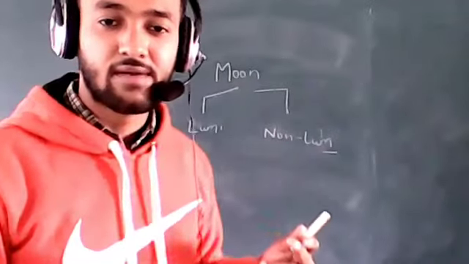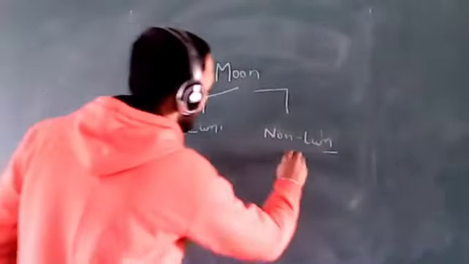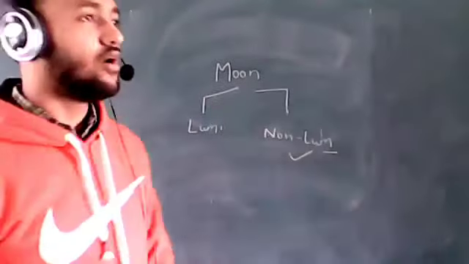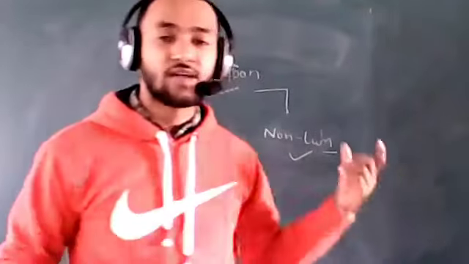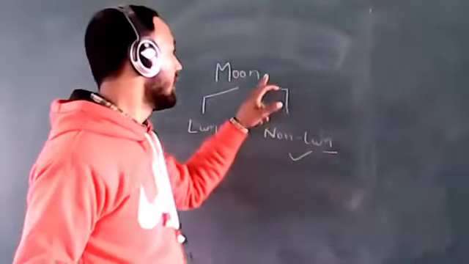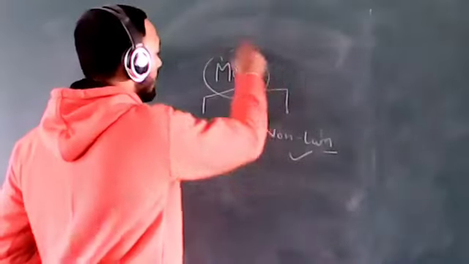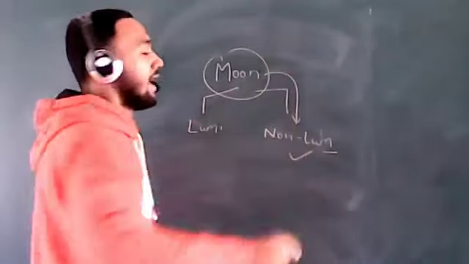Very good. So the moon is a non-luminous object because the moon shines or gives light due to the reflection of the sun. It does not produce its own light. So the moon will be a non-luminous object. Okay. And human body, chair, table, all are non-luminous objects.